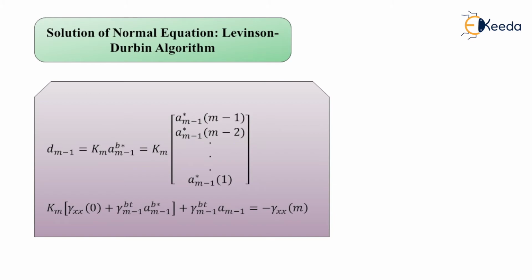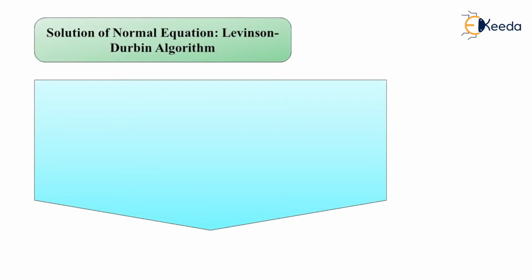So therefore, the reflection coefficient for the mth order, which we denote as capital K_m, is equal to minus γ_xx(m) added to γ_{m-1}^{bt} multiplied by the parameter small a_{m-1}, and this addition is divided by γ_xx(0) added to γ_{m-1}^{bt} multiplied by a_{m-1}^{b*} here.